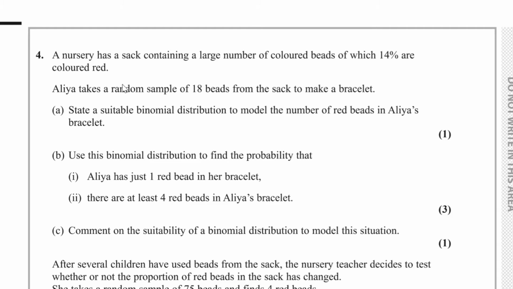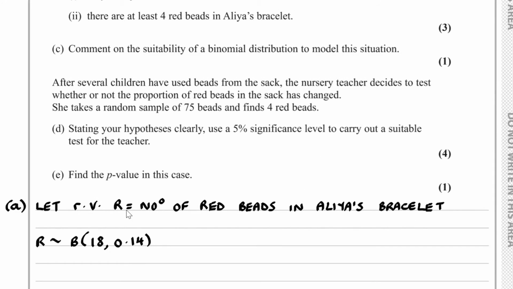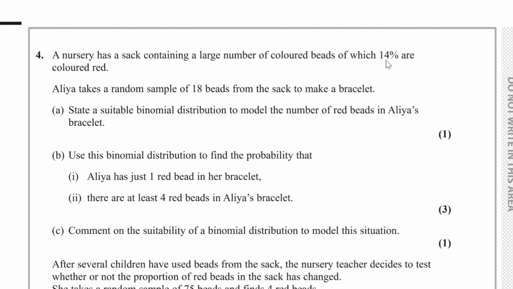Question number 4. A nursery has a sack containing a large number of coloured beads, of which 14% are coloured red. Aaliyah takes a random sample of 18 beads from the sack to make a bracelet. For part A, we have to state a suitable binomial distribution to model the number of red beads in Aaliyah's bracelet. If we let the random variable R equal the number of red beads in Aaliyah's bracelet, then R is binomially distributed with parameters 18 and 0.14. 0.14 comes from the 14%, and she's got a sample of 18 beads.